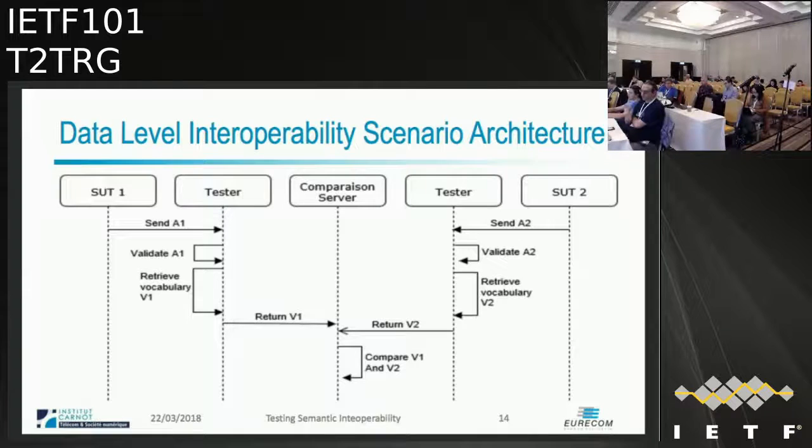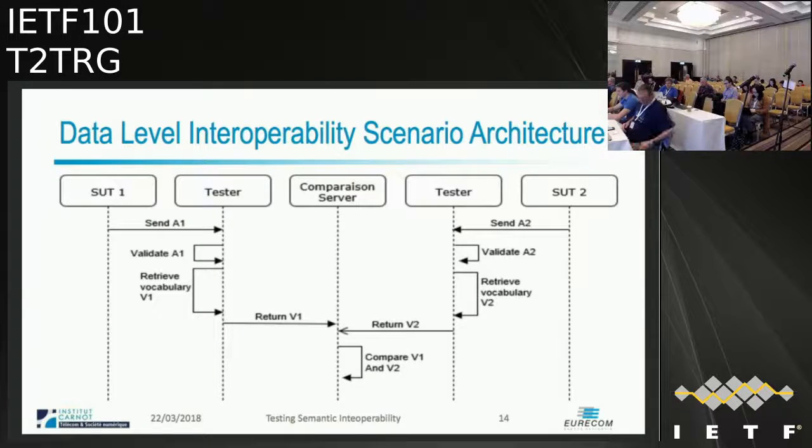So we retrieve the vocabulary V1 from the semantic data A1, and we retrieve the vocabulary V2 from the semantic data A2. And then the two testers are sending the two vocabularies V1 and V2 to the comparison server.